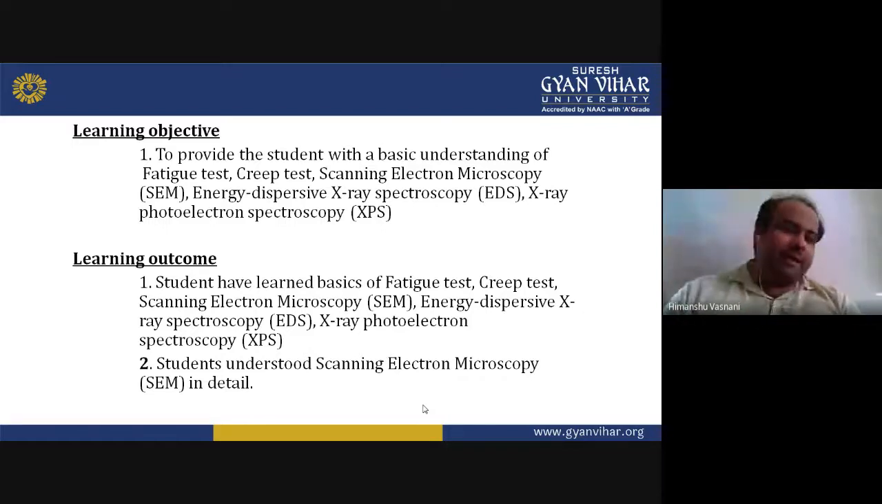The learning outcome is that students will understand the fatigue test, creep test, SEM test, EDS test, and XPS test, and the students will have understood the scanning electron microscopy, the SEM test, in detail.